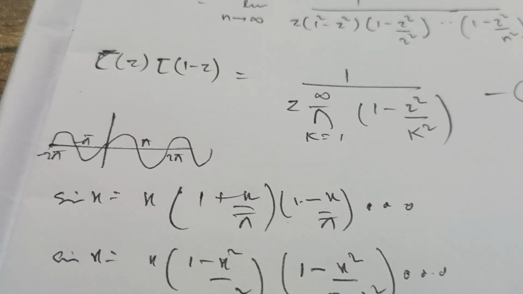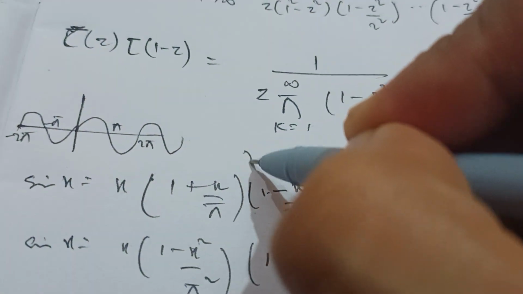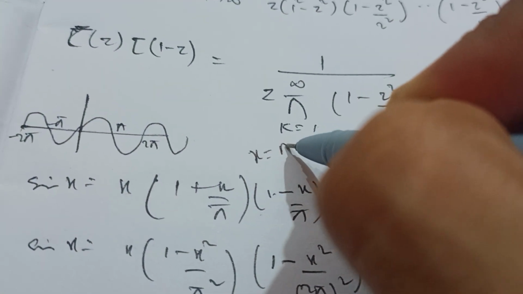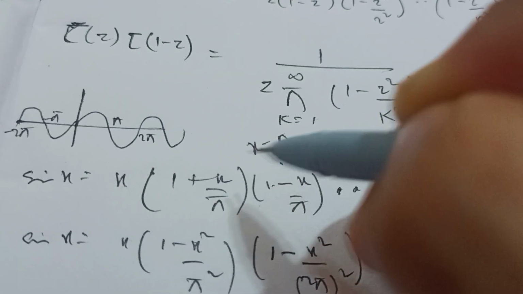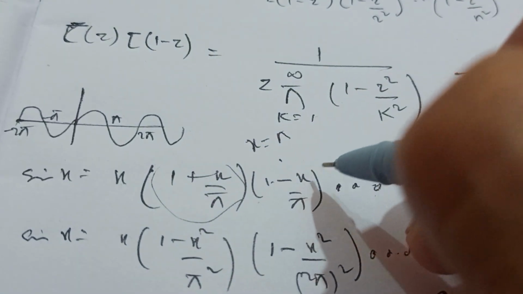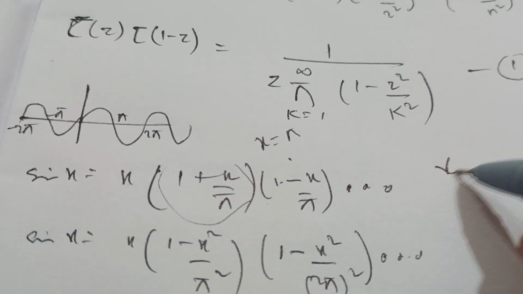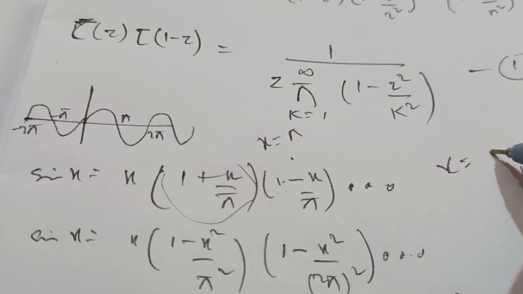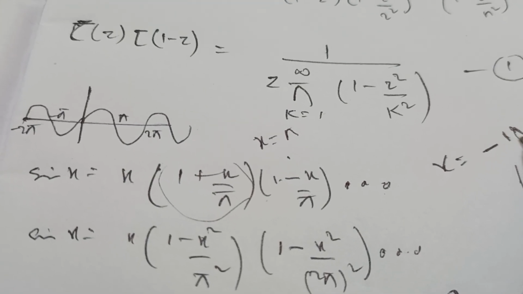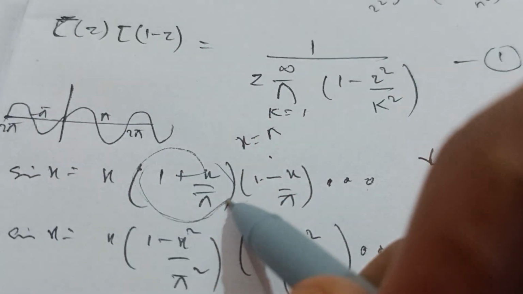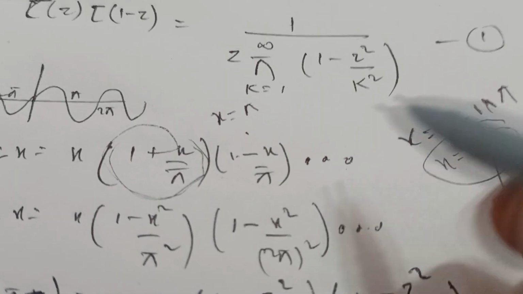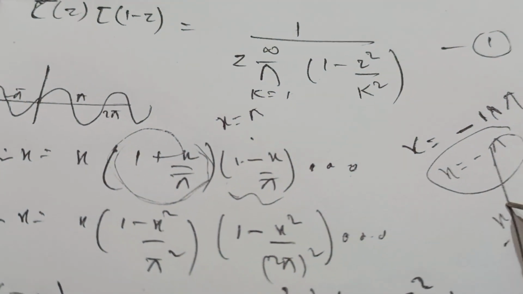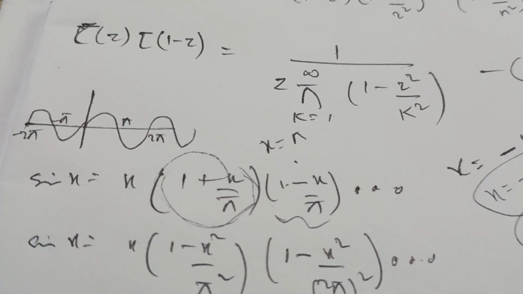So I hope you understand this much, that x equals pi is a root. So I'm writing it as, if you solve this one, you will get x equal to minus 1 into pi. If you equate it to 0, you will get x equals minus pi. And similarly, if you equate this to 0, you will get x equals pi. So these are nothing but the roots of this equation, so I have written it like this.